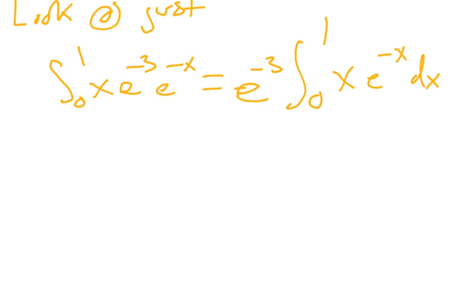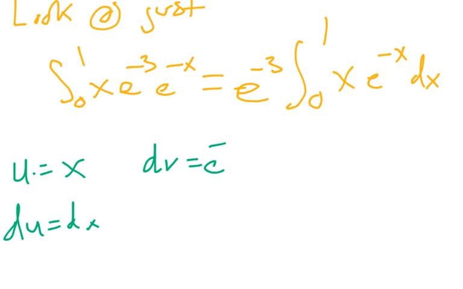Now I'm going to work with this by saying u is equal to x. I always want that one to be the one that goes away. du is equal to dx. dv is equal to e to the minus x dx. v is minus e to the minus x.